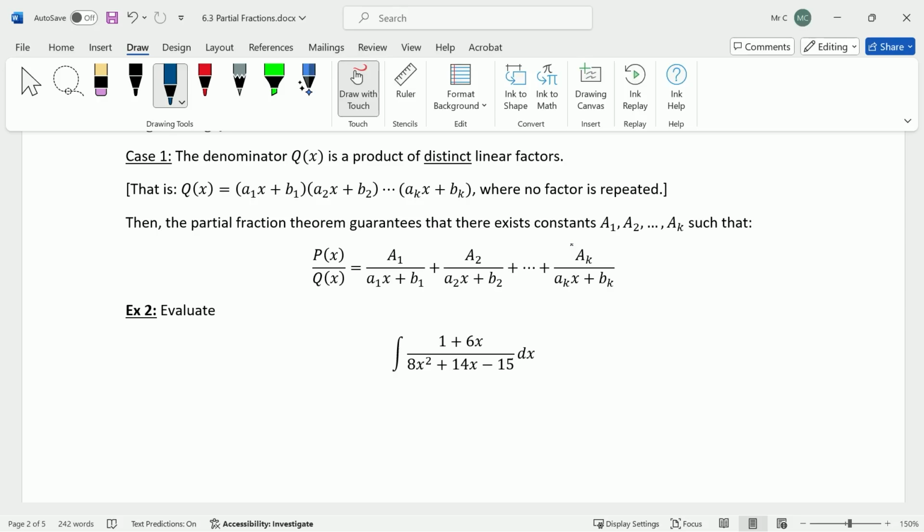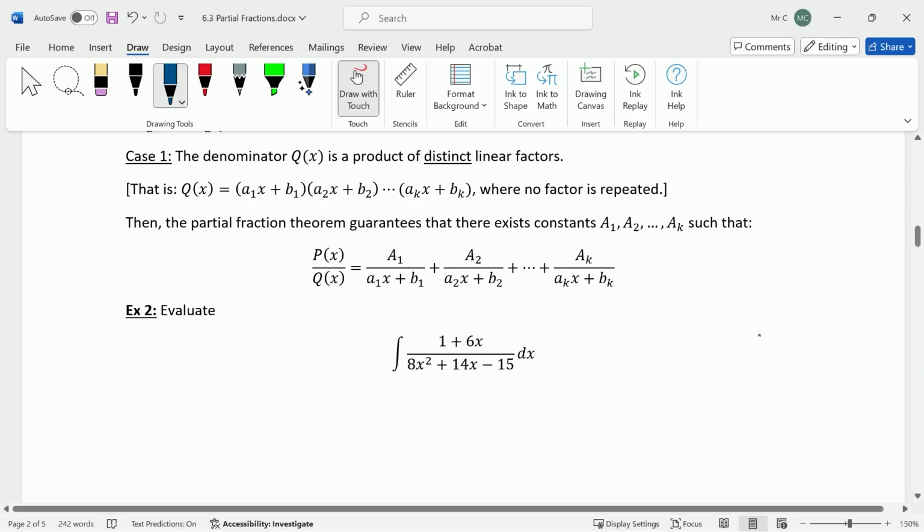Basically, this process is really just the reverse of combining fractions, right? We know we combine fractions by finding common denominators. So this process is just the opposite of that. Instead of finding common denominators, we're actually trying to separate out the terms of the denominator. But in order to do that, first, we might have to factor.